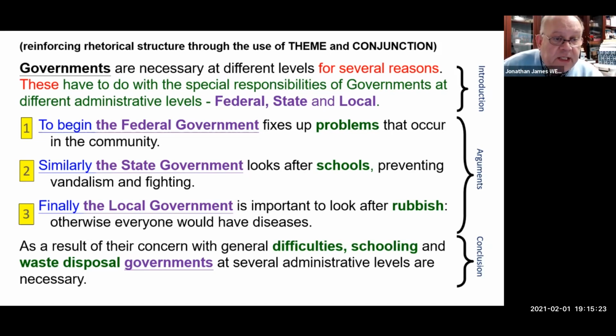So when I start off, I say these have to do with, what are these? Several reasons. Well, several reasons, these. That's linear thematic progression. These have to do with special responsibilities of governments at different administrative levels, federal, state, and local. Ah, federal, state, and local. Now notice, each of those, what I've indicated as the new information, now becomes one, the federal government, two, the state government, three, the local government. All right, so you'll notice that, and again, what's the federal government deal with? Problems. What's the state government deal with? Schools. What's the local government deal with? Rubbish. As a result of their concern with general difficulties, schooling, waste disposal. Now that's what we put in the theme of the final paragraph. So it all begins to connect up, and it begins to look better, right?